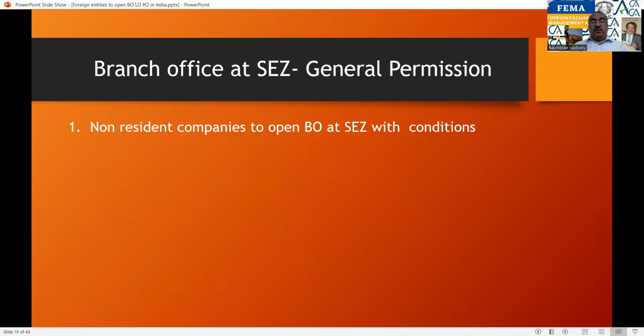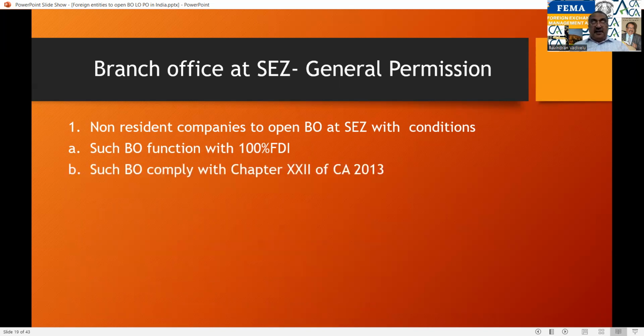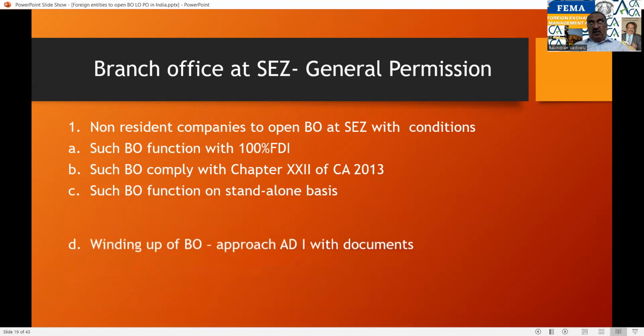That too, if they want to open in SEZ, that is a special economic zone, there are non-resident companies. If they want to open, what are the conditions? That is, the branch office should function with 100% FDI. FDI means foreign direct investment. And such a branch office must comply with Chapter 12 of the Companies Act of 2013. Such a branch office functions on a standalone basis.